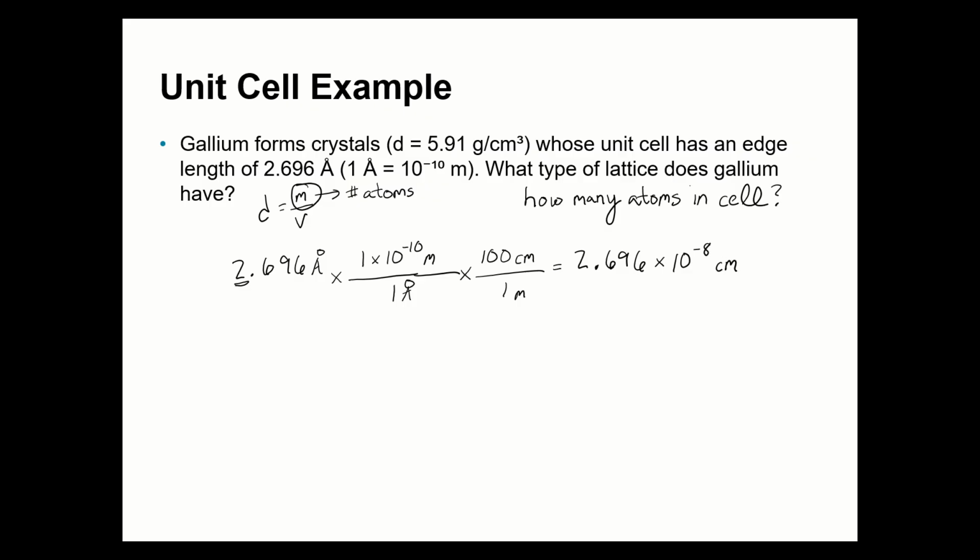And we've got to cube that because that's our edge length, and we're looking for the volume. So our volume will be equal to 1.960 times 10 to the negative 23rd centimeters cubed. We've got the volume and we've got the density, so let's multiply those together. 1.960 times 10 to the negative 23rd.